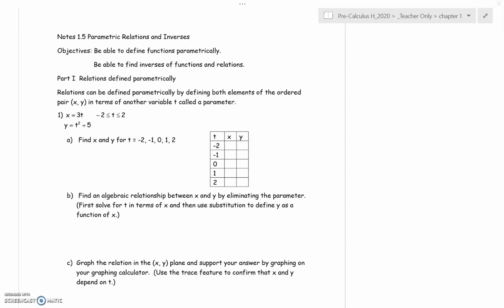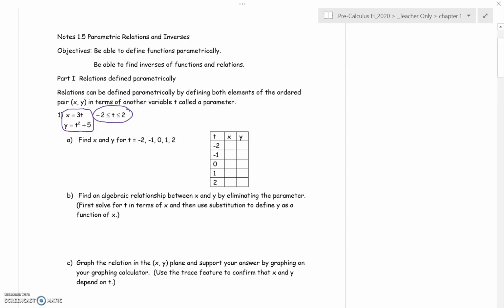So we're going to start with parametric relations defined parametrically. Now this is just an introduction. Later on in a future chapter we're going to devote much more time to parametrics. So some of you might look at this and think, I'm not really sure what's going on. So these are parametric equations. We have x and y both defined in terms of t, and we have an interval for t. Again, this looks strange to us.